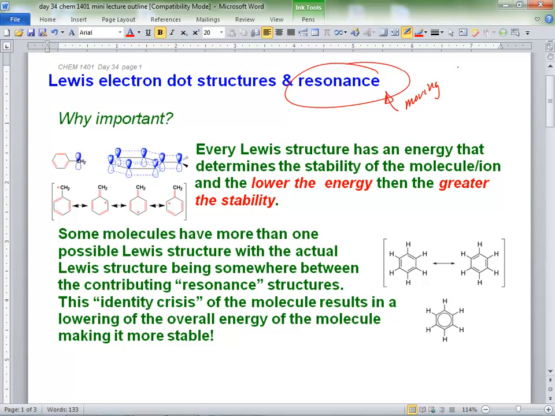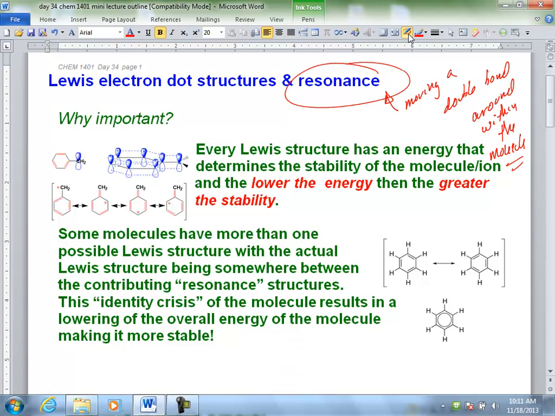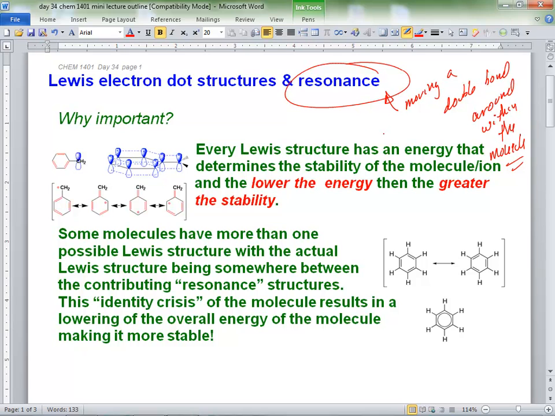You're moving a double bond around within the molecule. That's all it really is. You can't move the atoms around, but you can move a double bond around. Okay? And that's really what resonance is.